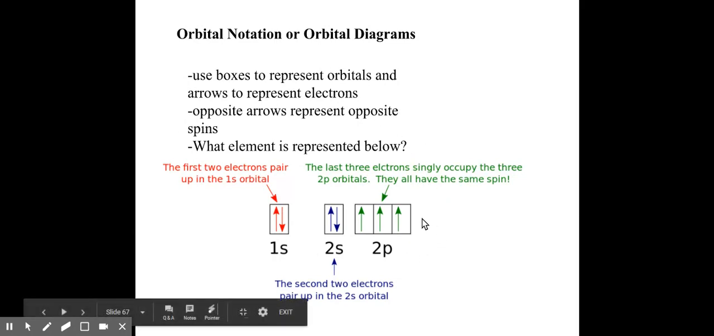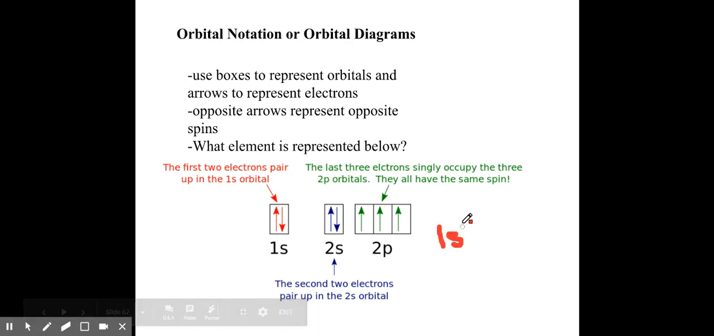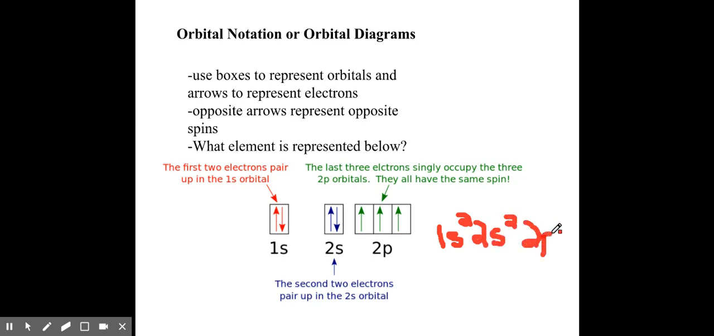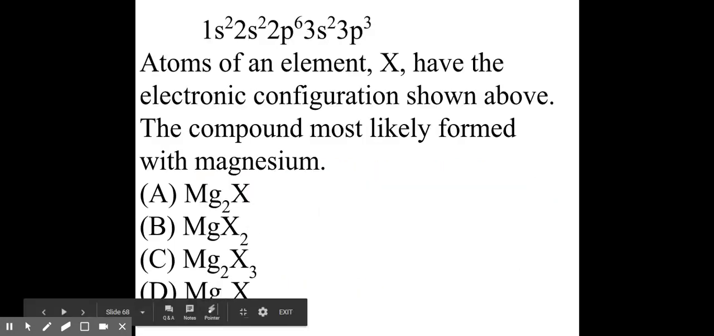So what element would be here? I'll let you look that up, but its electron configuration is going to be 1s2, because it has the 1s, and there's 2 arrows, so 2 electrons, and then 2s2, and then this would be 2p3. Okay, so look that up, alright?